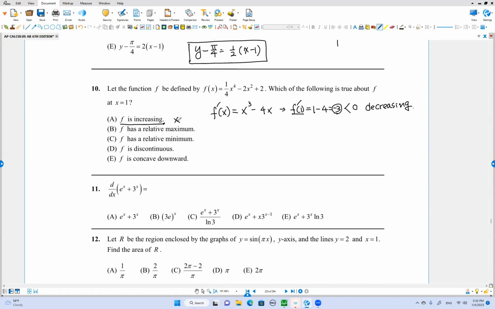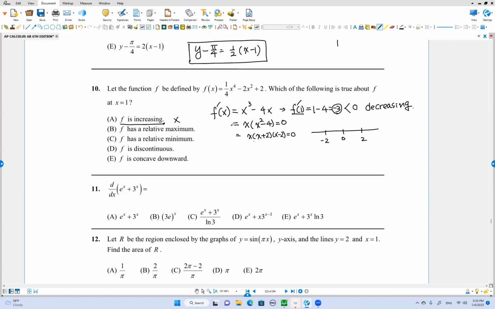How do we find a relative maximum? Set the first derivative equal to 0: x cubed minus 4x equals 0, so x times x plus 2, x minus 2 equals 0. If x equals 1 were a relative maximum, it would be a stationary point, a critical point. The critical points are 2, 0, and negative 2, right?